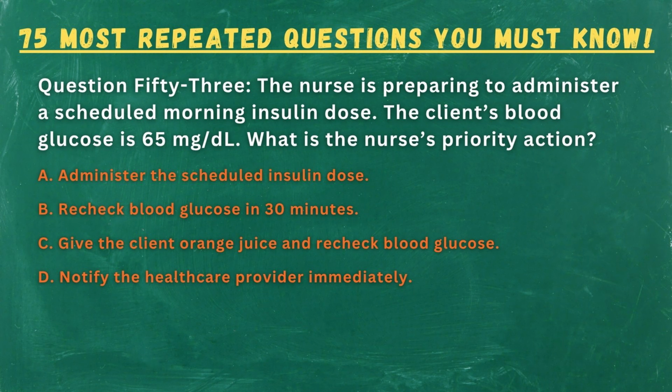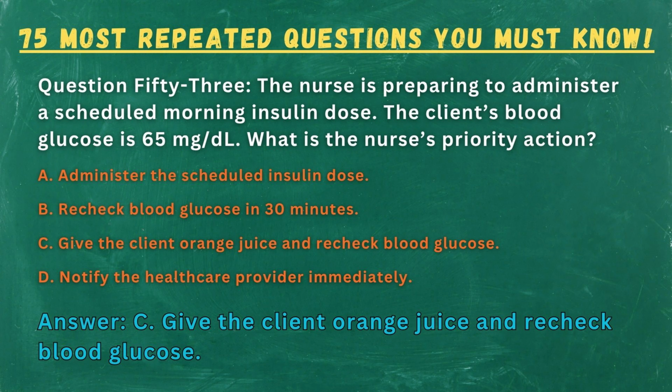Question 53. The nurse is preparing to administer a scheduled morning insulin dose. The client's blood glucose is 65 milligrams per deciliter. What is the nurse's priority action? A. Administer the scheduled insulin dose. B. Recheck blood glucose in 30 minutes. C. Give the client orange juice and recheck blood glucose. D. Notify the healthcare provider immediately. Answer. C. Give the client orange juice and recheck blood glucose.